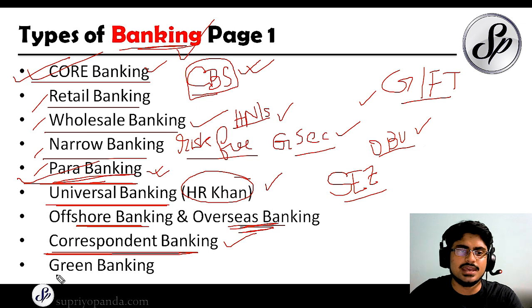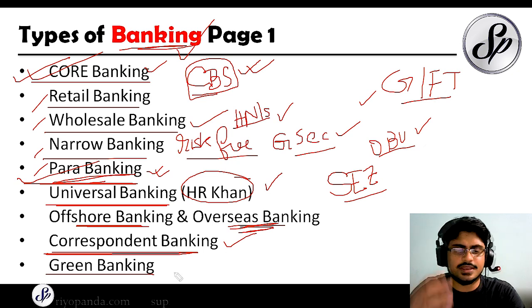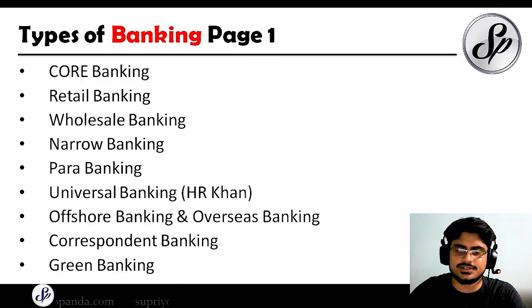And then we have the green banking. So green banking is all the paperless banking. So for example, you go to an ATM, you pick up the cash, but you are not taking all those paper slips. And also you are not taking a lot of cash, but doing the digital transactions. So that is called green banking. So it is a very environmentally friendly kind of banking system. Okay, so let's move to the next parts of the types of banking.